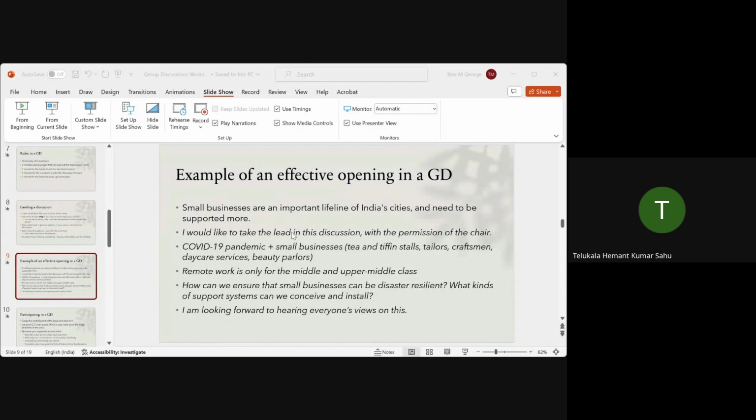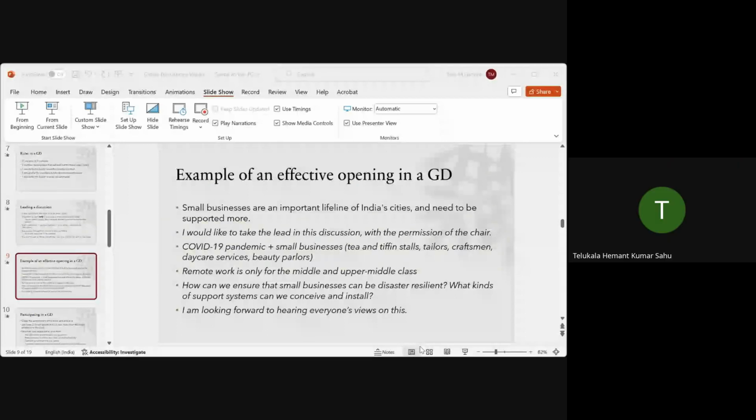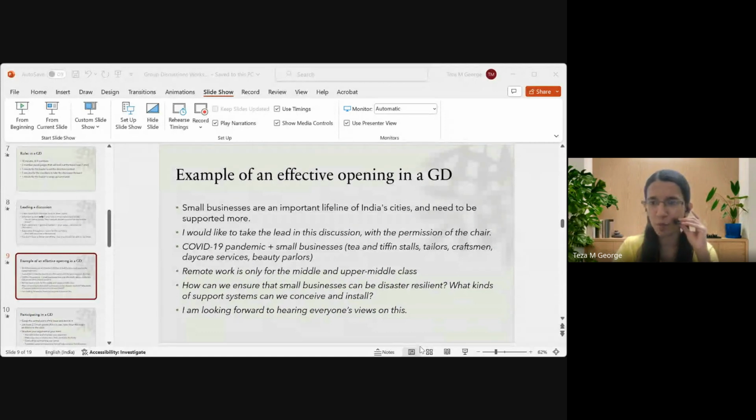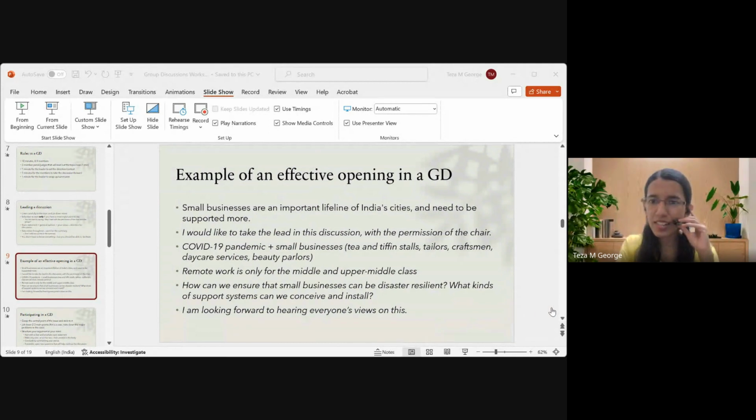Do you see a slide in front of you? Yes, ma'am. Do you see a topic stated there? Small businesses are an important lifeline of India's cities and need to be supported more. Do you see that? Yes, ma'am. That is the topic. It is the same topic. Okay? Anant, you have a question?